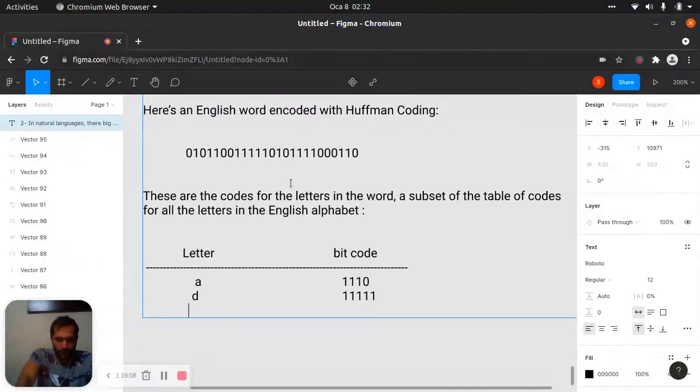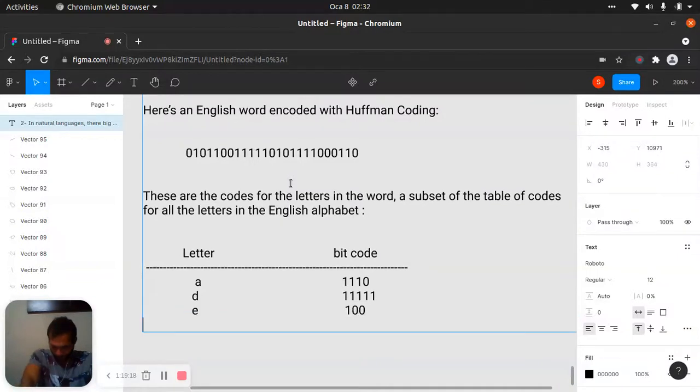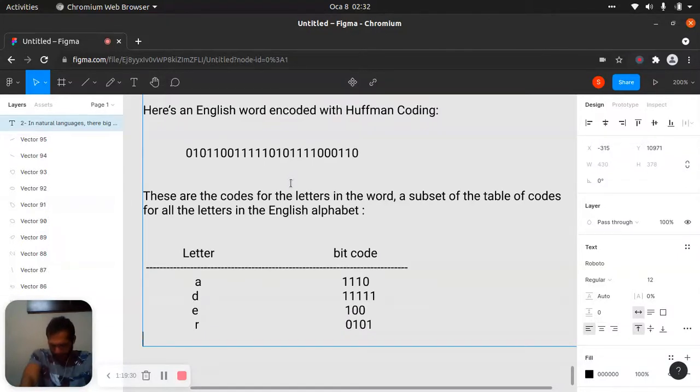The other one will be E. E, I think, is recurring more. The other one will be R, which is 0101. It's recurring less than E. Anyway, let's look at V and W. You can think like that. Yep.